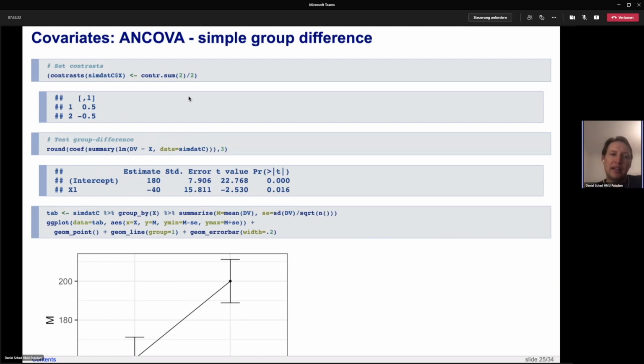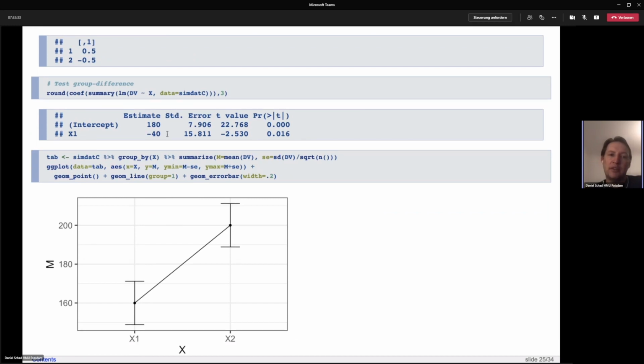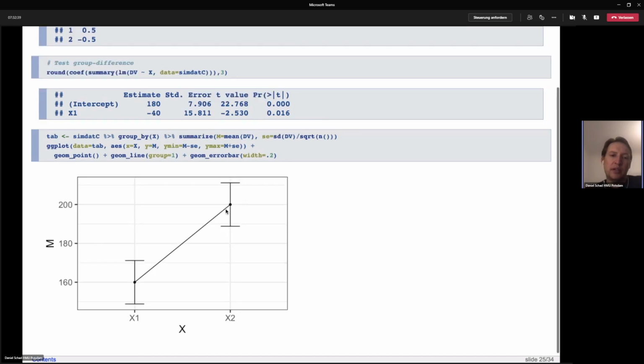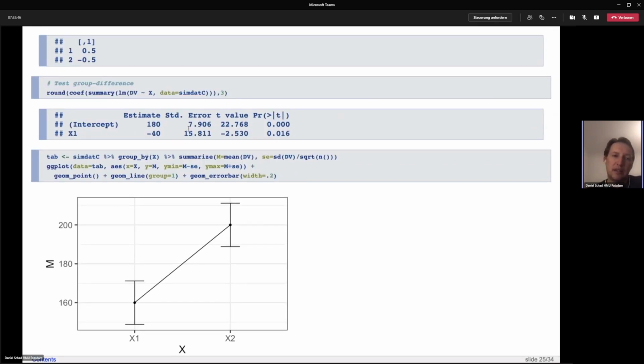So how would we start analyzing that? First, we would just want to know whether there's a difference between the two groups. So we can do effect coding for our factor X. We run a linear model that's just the same as if I would perform a t-test, and we find a significant difference. So the training group X2 has higher performance in the task than the control group X1. So this would be a simple t-test between two groups.